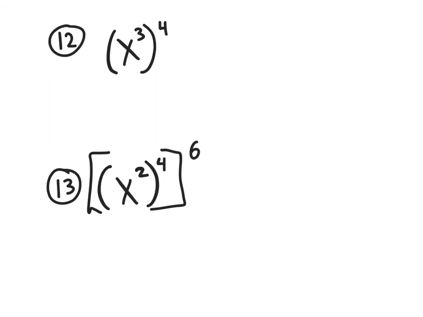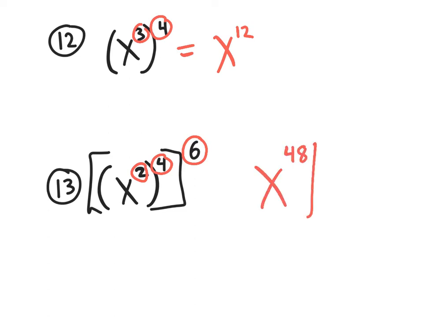So on this one, this is rule 2, power to a power, you multiply. X to the 3rd to the 4th, multiply 3 times 4, you get 12. X to the 12 is your answer. Number 13 is equally the same. 2 times 4 is 8, and 8 times 6, 6 times 8 is 48. So x to the 48th power.